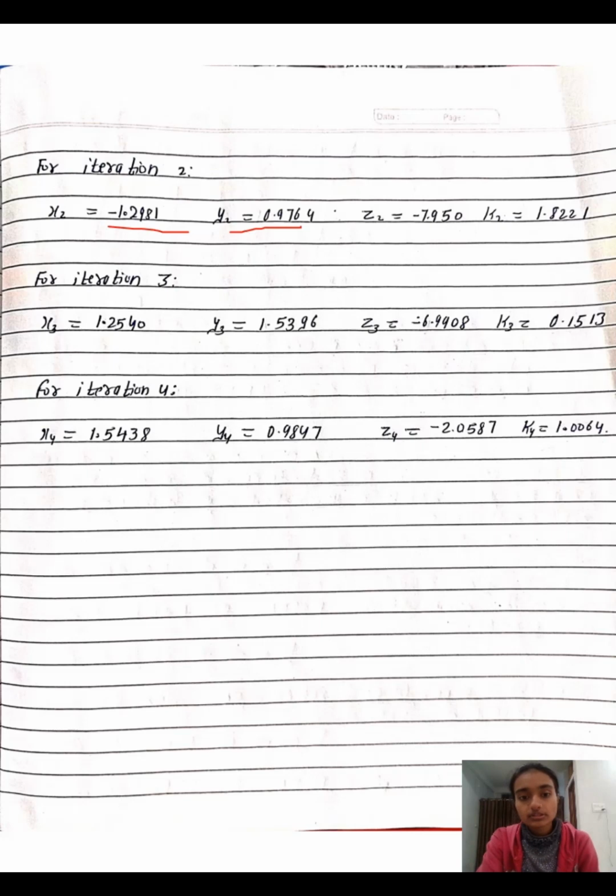For iteration 3, we simplify the values of x, y, z and k. So we have x3 equals 1.2540, y3 equals 1.5396, z3 equals minus 6.908 and k3 equals 0.1513. Similarly for iteration 4, we have x4 equals 1.5438, y4 equals 0.9847, z4 equals minus 2.0587 and k4 equals 1.0064. These are the values for the first, second, third and fourth iterations.